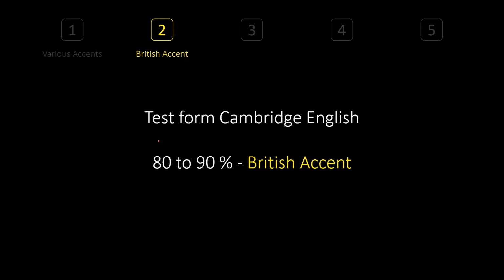See, this is what I was talking about earlier. Because the test is being created by Cambridge English, that is in UK, 80 to 90% will be British accent. That means all the audios, let's say, or not all, most of the audios will be British accent. Sometimes when you're listening to another person in the audio, it will be Indian accent, Canadian accent, or American accent, or maybe Russian accent. Very rarely though. So we have to get British accent clear rather than anything else.